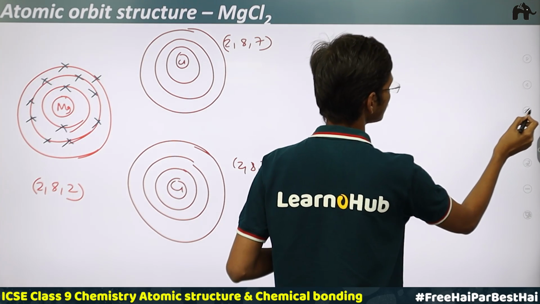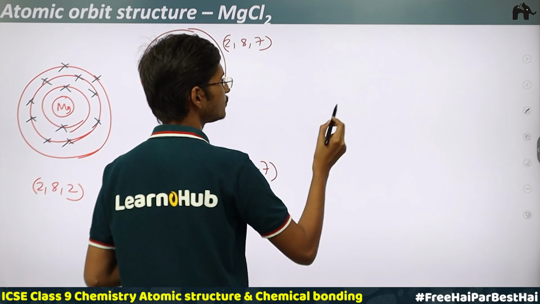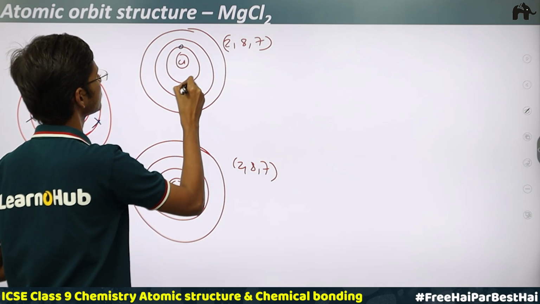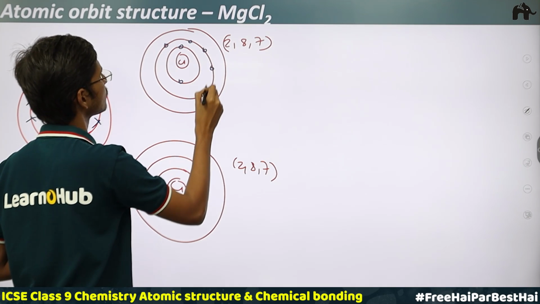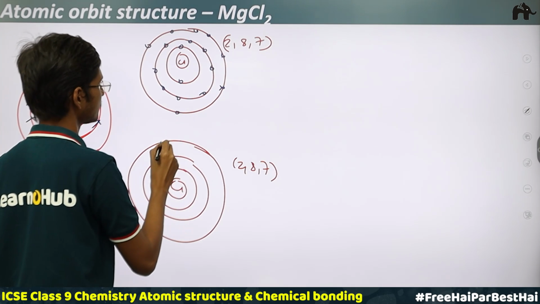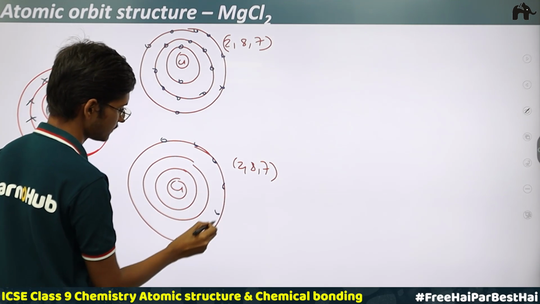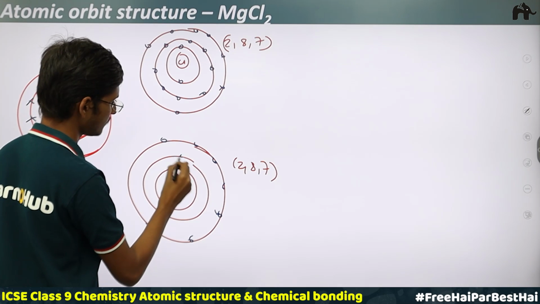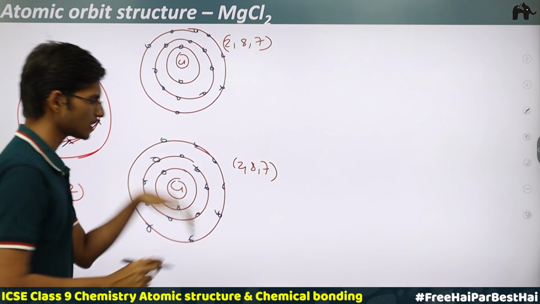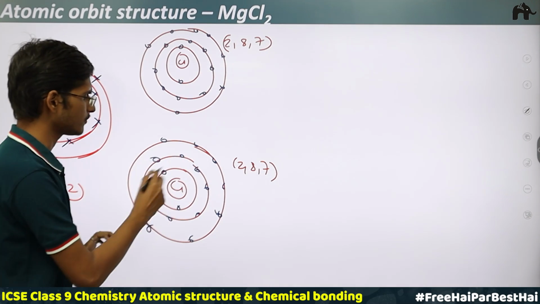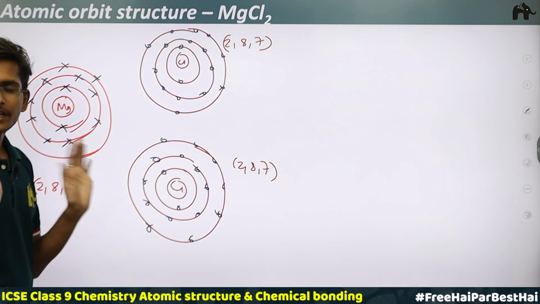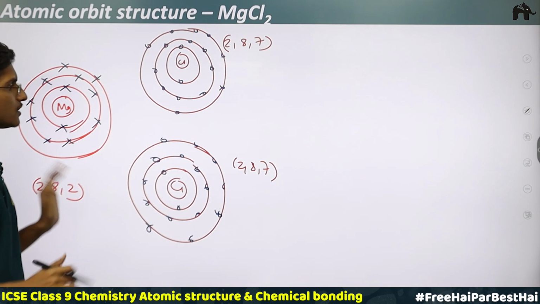What you simply need to do is draw just the circles. So 2 circles here, then 8, then 7, and the same for the other chlorine atom, and then 8 and 2 for magnesium. I have just drawn it in reverse order. Till this point it's very clear, it's very easy, just drawing the structure of the atoms.